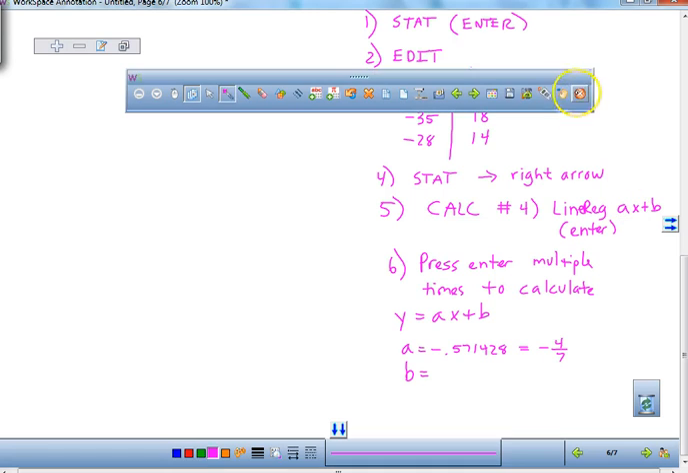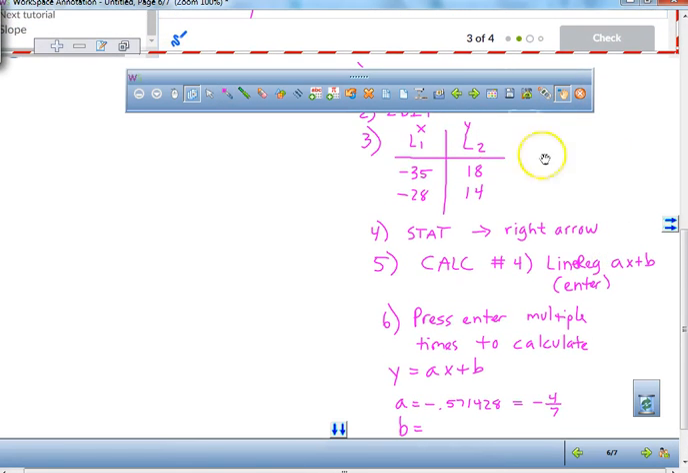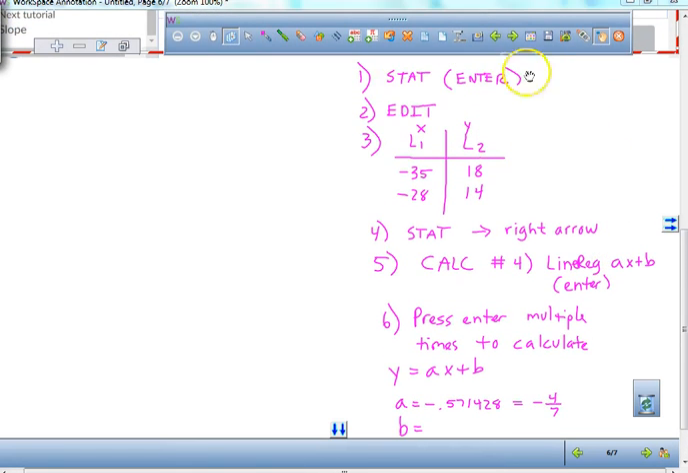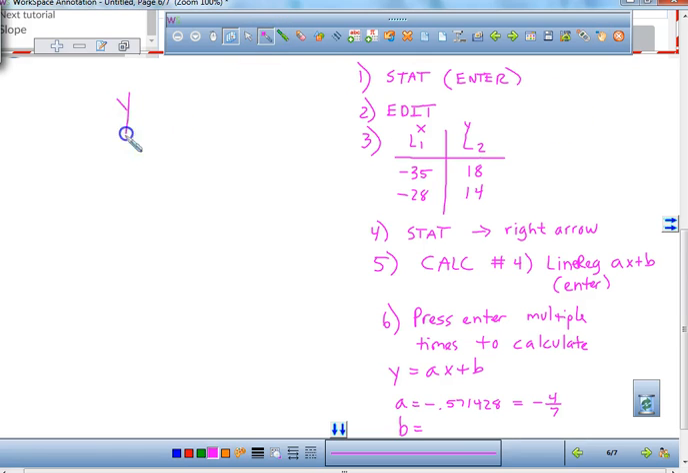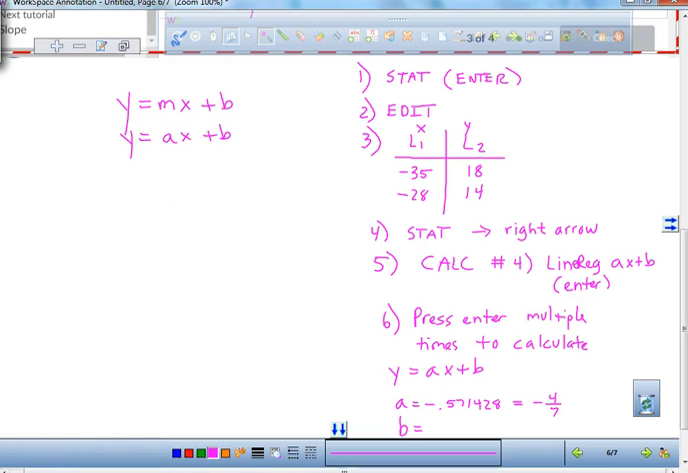So right now, make sure you have this. I'm going to pause the video. Here is the list of instructions of how to find your what? Slope and y-intercept. Just remember, y equals mx plus b, and the graphing calculator is y equals ax plus b. All right, now I'm going to go ahead and turn my graphing calculator on.